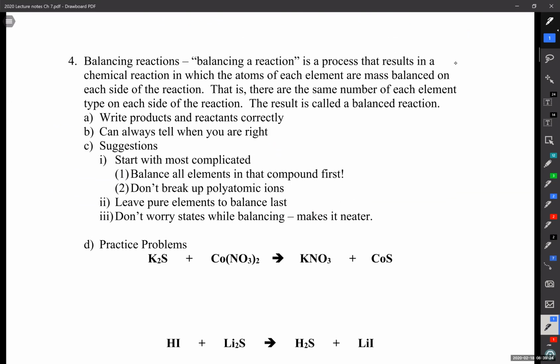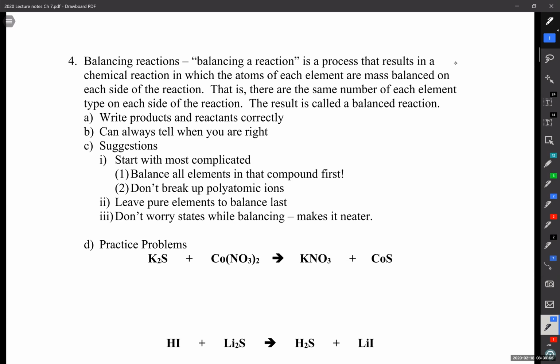And I made a list of things that you should pay attention to, right? It says balancing a reaction is a process that results in a chemical reaction in which the atoms of each element are mass balanced on each side of the reaction. What does that mean? It's just the same number. That's how we say it. And we call that a balanced reaction.